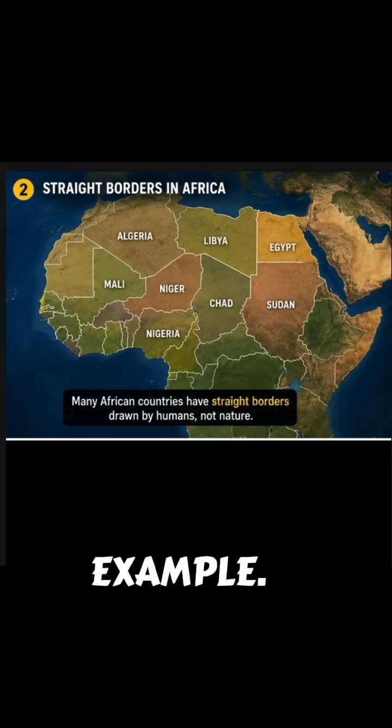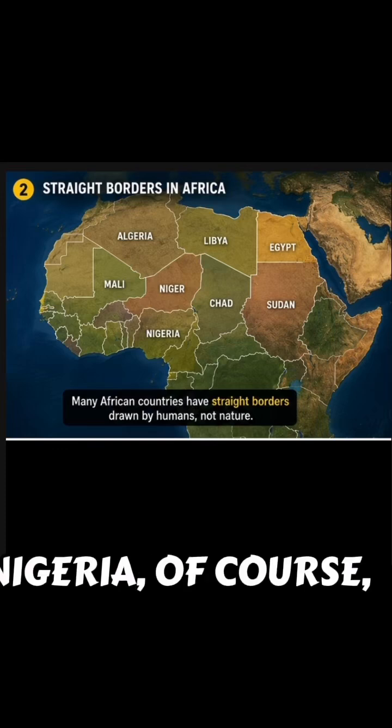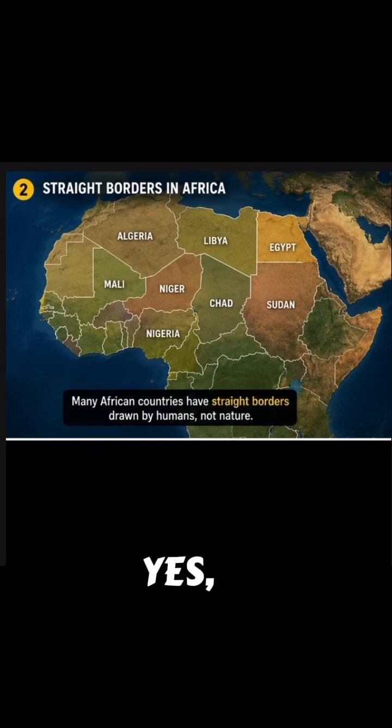For example, many borders in Africa were created during the colonial period when European powers divided territories using maps, not natural features, as you can see on the screen. You can see how they were created, see how it's been divided. You can see Algeria, Libya, Egypt, Sudan, Chad, Niger, Mali, and Nigeria, of course, and the rest of them. Yes, so this is how these maps were made, and this is how the shapes were formed.